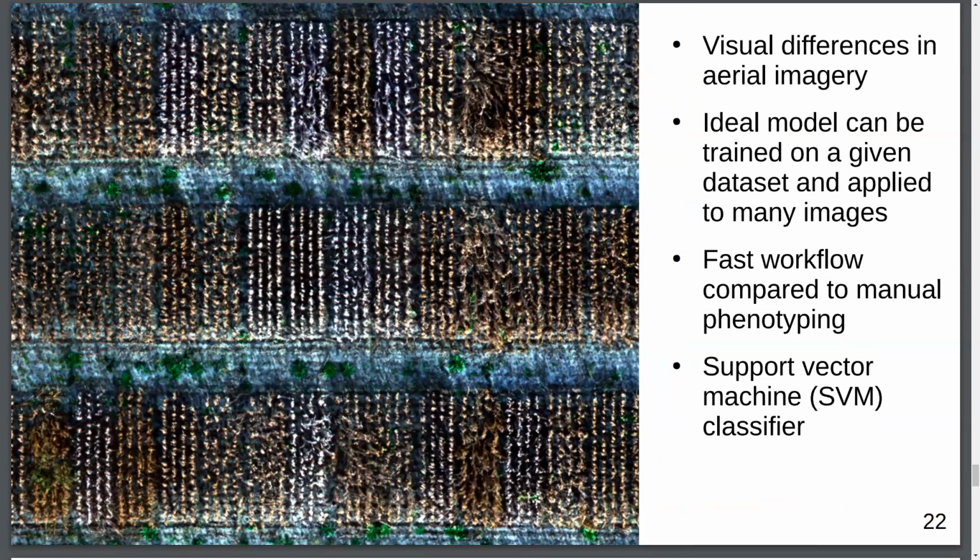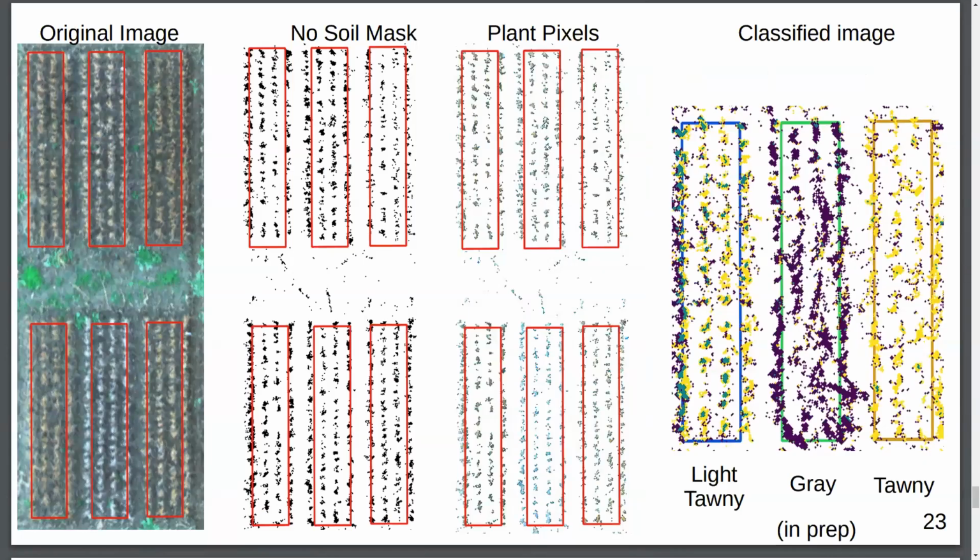to pick up. And ideally, we have a model that we can train on a given data set and apply to many images. And hopefully this workflow is fast compared to manual phenotyping, because this is a challenge to do on a breeding program scale. So for this, we used a support vector machine classifier. And here's a bit of an example of the workflow of that.